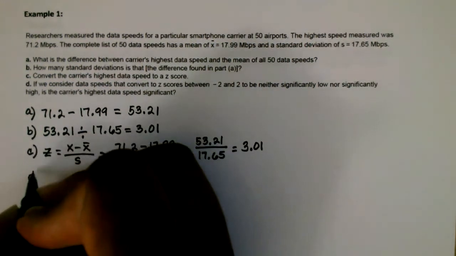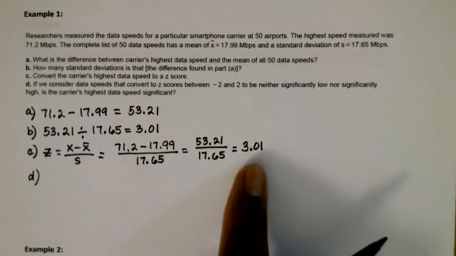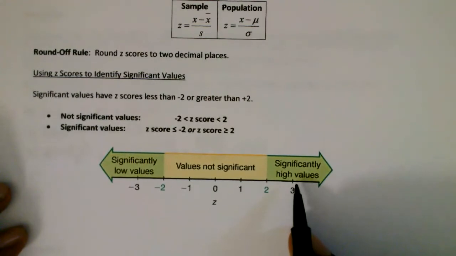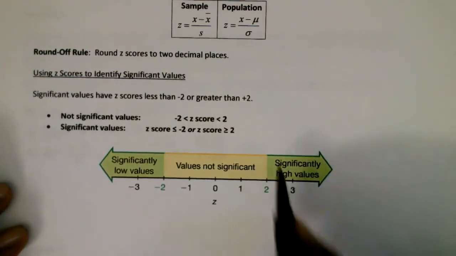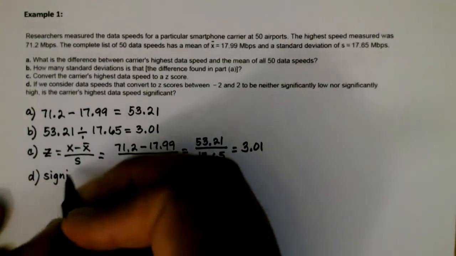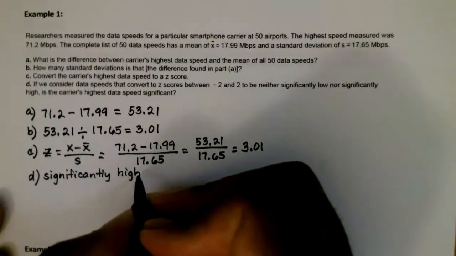And now part D. If we consider data speeds that convert to z-scores between -2 and 2 to be neither significantly low nor significantly high, is the carrier's highest data speed significant? In this case, it is, because 3.01 is actually bigger than +2. And if you look at this illustration right here, 3.01 would be to the right of 3. That would be in the area of being significantly high. So here, 71.2 megabytes per second would be considered to be significantly high.